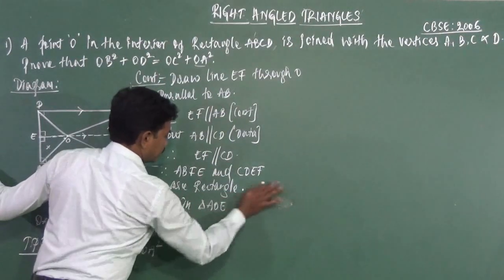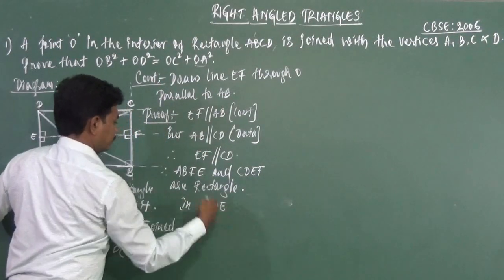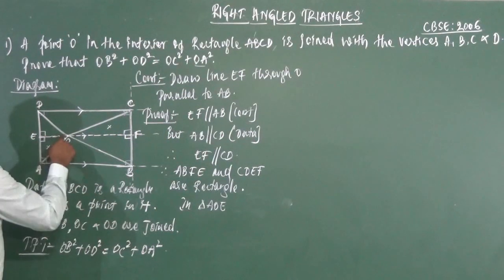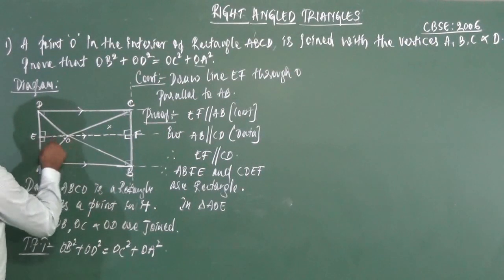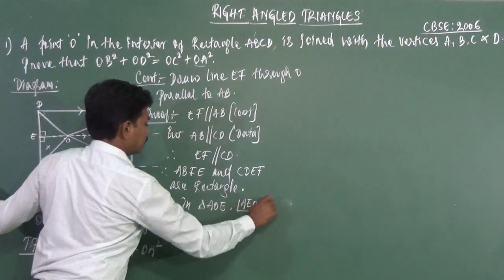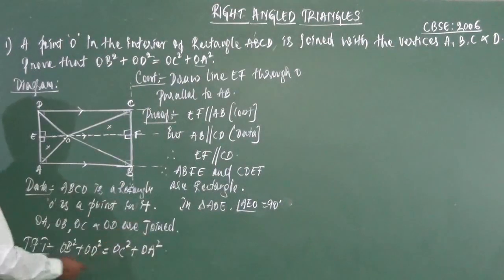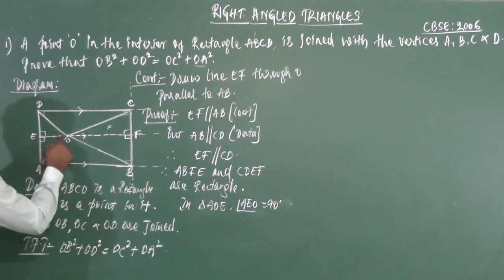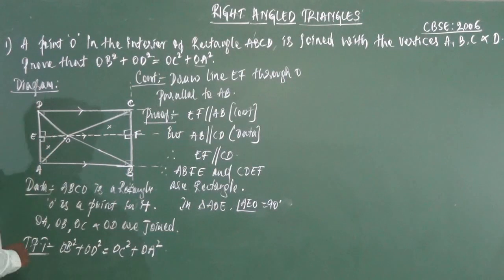Right. First, I will take one triangle. Then we will apply Pythagoras theorem for another triangle. So, in triangle AOE, angle AEO is equal to 90 degrees. By applying Pythagoras theorem, OA square is equal to AE square plus OE square. I hope you got this.